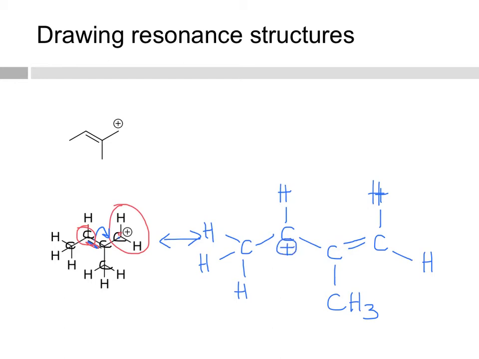So always remember that the overall charge is going to remain the same. This compound has a positive charge, therefore this compound also has a positive charge. Overall, it has one positive charge. You've only moved pi bonds, and in this case you didn't have any lone pairs, but you had an empty p orbital to move those electrons into.